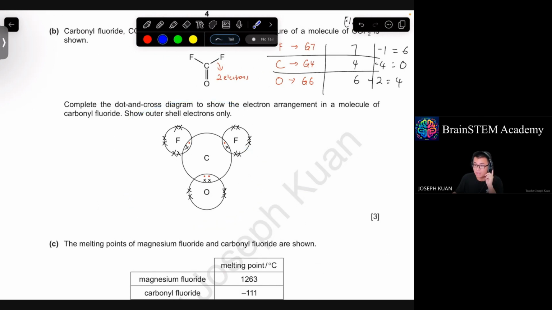All right, let me check the mark scheme real quick. The first mark is on the 2 single bonds, which is these 2 single bonds. The other mark is for these 2 double bonds. And then the last mark will be the non-bonding electrons, 6 for each fluorine atom, and then 4 for the oxygen atom. All right, with that, we have all 3 marks.